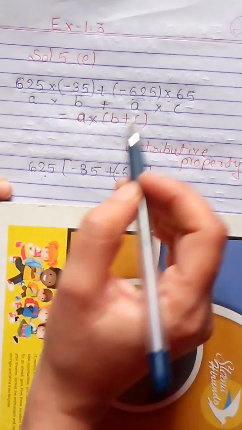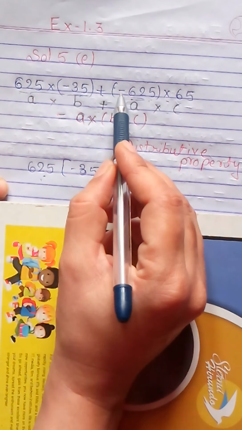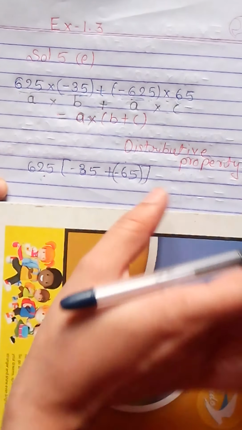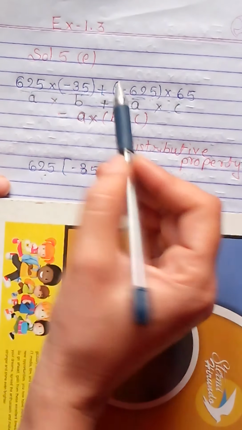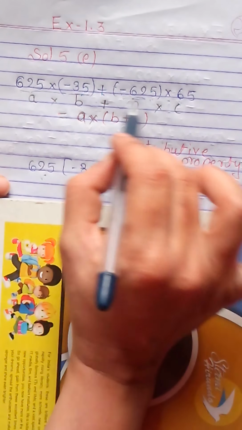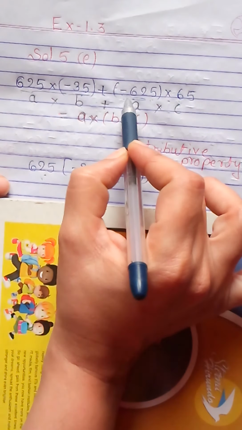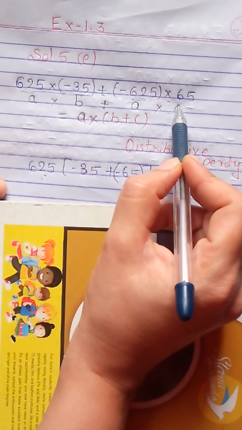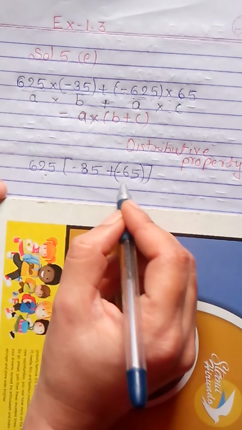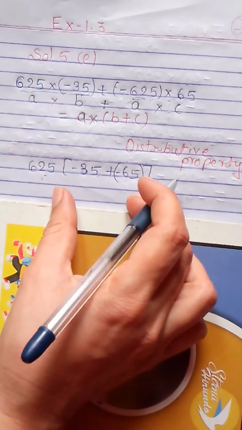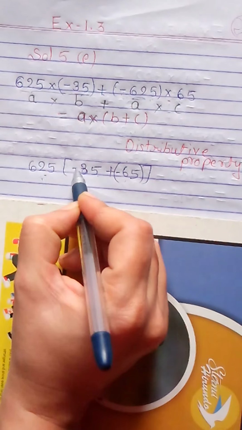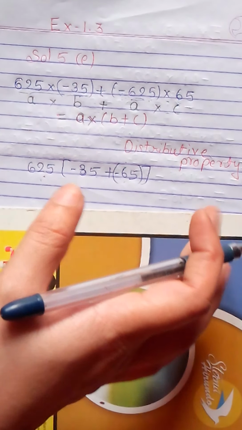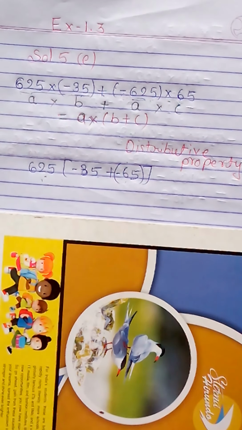Okay, because there will be no change if I write this minus sign with this or with this, because in multiplication it doesn't matter where the minus sign is, as the answer will be in negative form only. That's why we can take this minus sign with this 65. Understood? That's why I have written here. Then directly you can solve this 625, then this minus, then you can open this bracket, and after that you can solve it further. Okay, thank you.